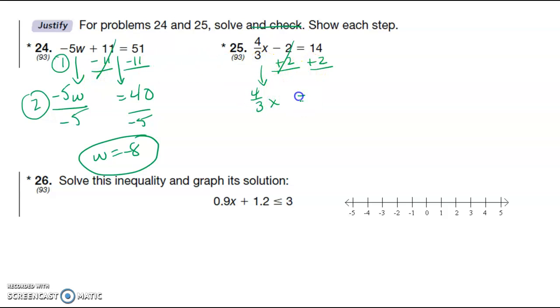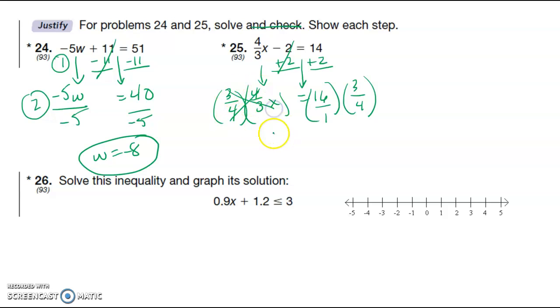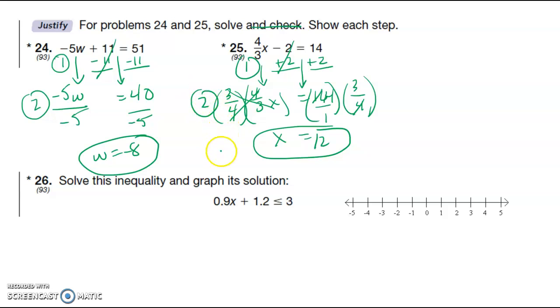4/3 x is equal to 16. Now I'm going to have to multiply by the reciprocal. So this and this are going to go away. x is equal to, and 4 goes into 16 4 times, so this is 12. Again, my first step is to add, my second step is to multiply by the reciprocal.